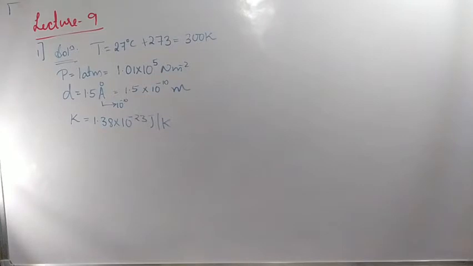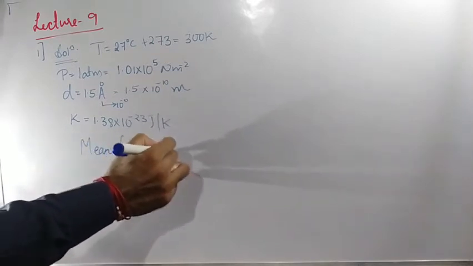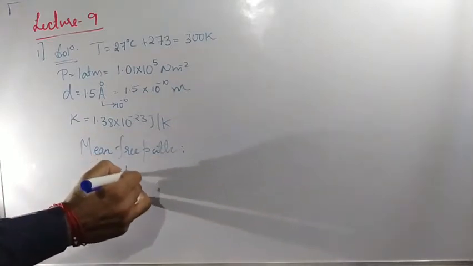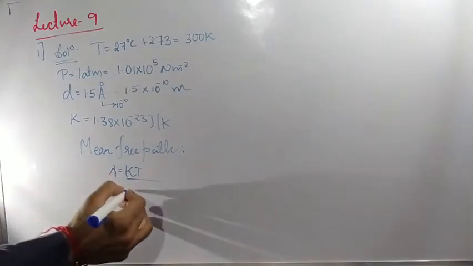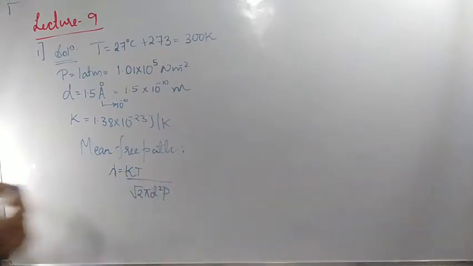Now, what is our formula for mean free path? What we had discussed earlier. In our previous class we had derived the equation for mean free path. Correct, no? So lambda is equal to kT whole divided by root 2 pi d square p. Clear? Lambda is equal to kT divided by root 2 pi d square p.